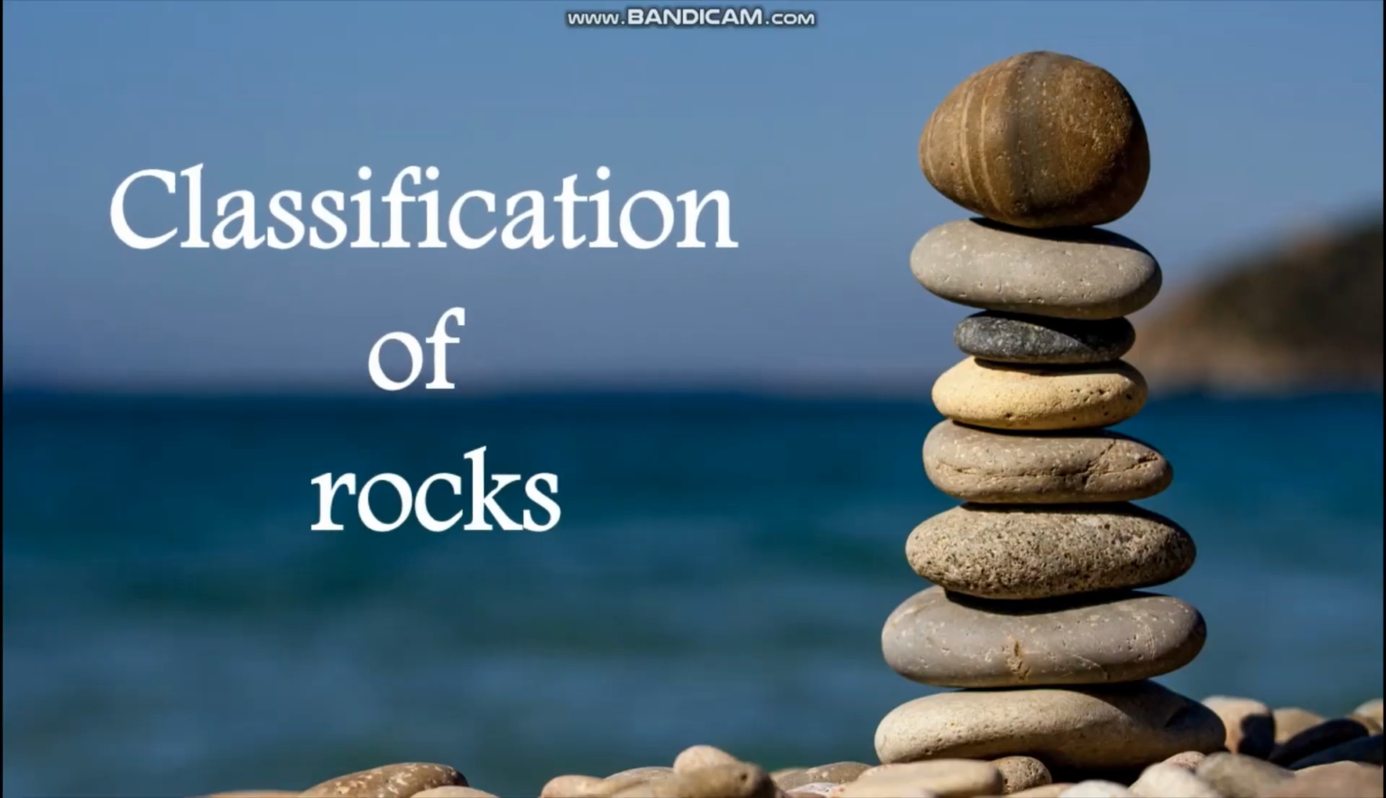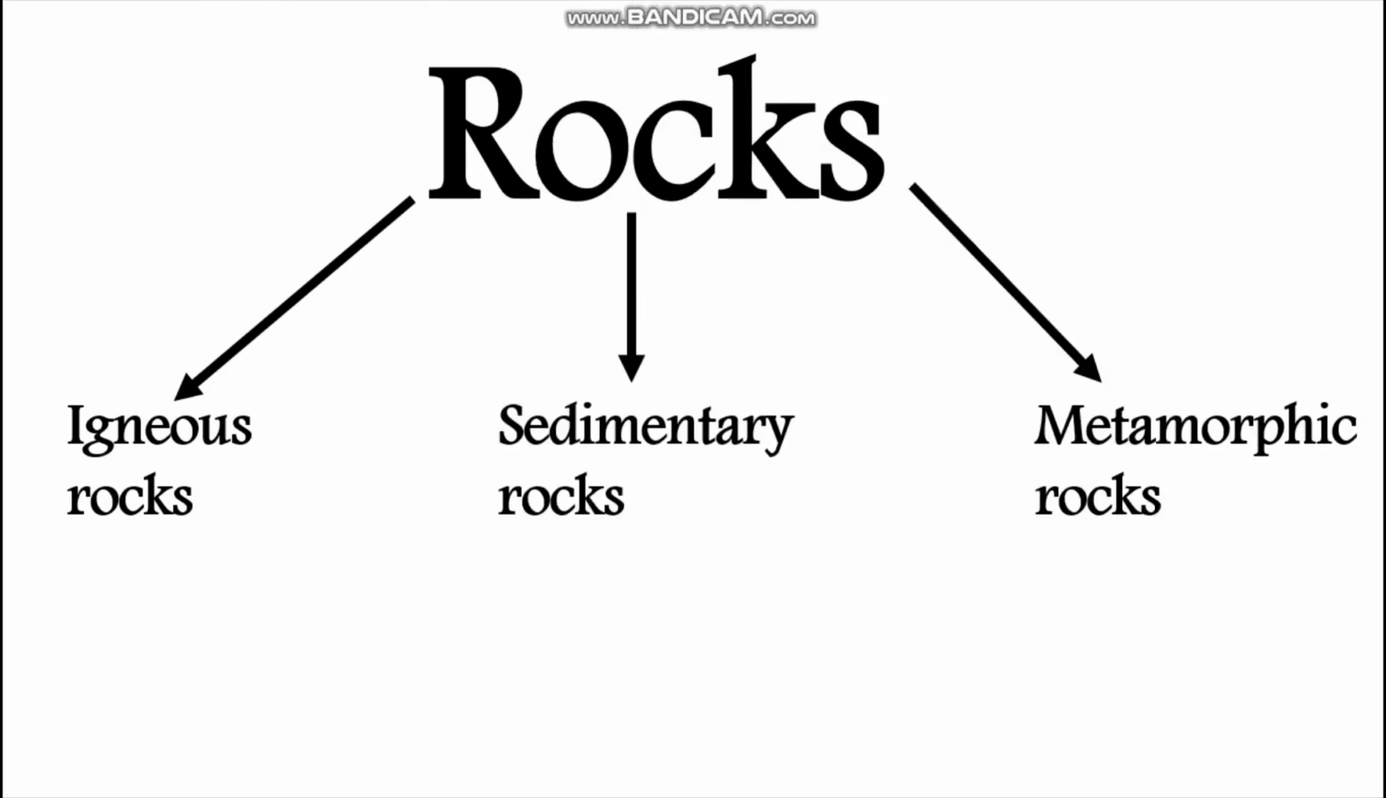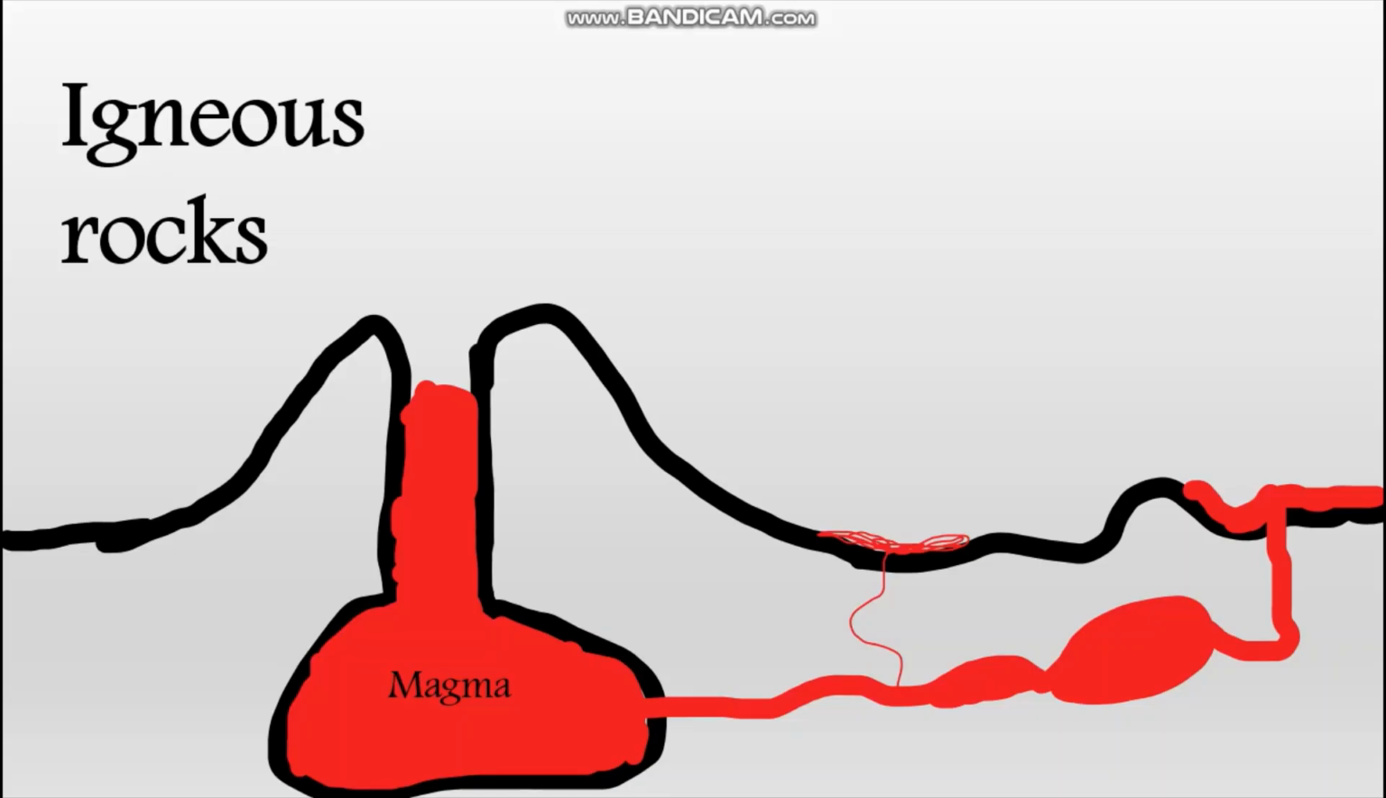Classification of rocks. Rocks are classified into igneous rocks, sedimentary rocks, and metamorphic rocks. Igneous rocks formed from volcanic eruptions. Volcanic eruptions emit magma onto the surface.